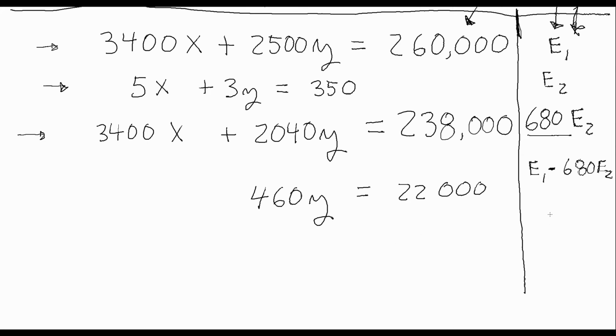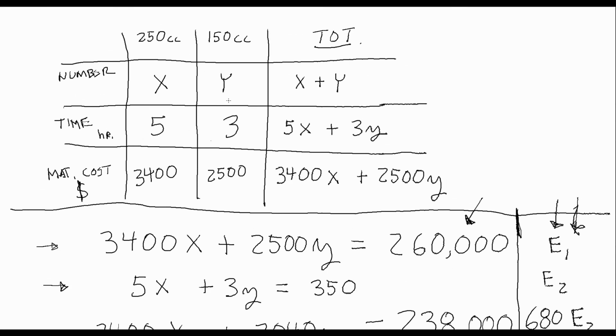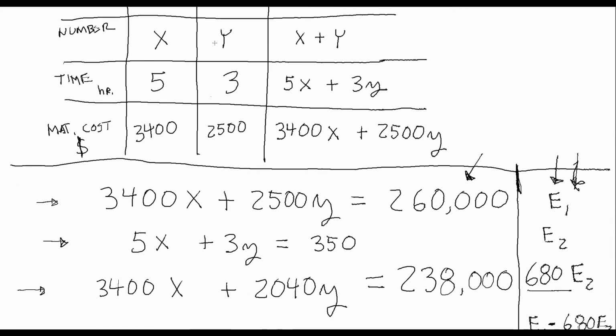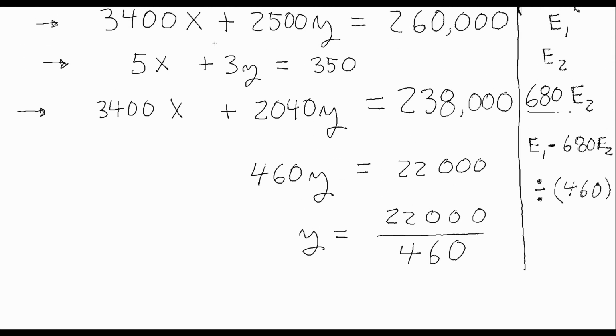Now I'm going to take this equation and really shorten the notation. I'm just going to divide both sides of the previous equation by 460, leaving me with the following equation: y is equal to 22,000 divided by 460. And that's one of the things we're looking for. We now look back at our chart. Y is the number of 150cc motorcycles that we're going to produce so that we satisfy both of these equations. And now to find x, I'm going to use equation 1.